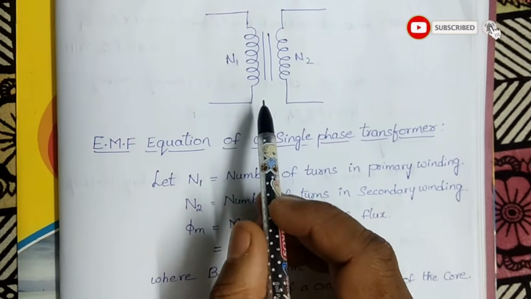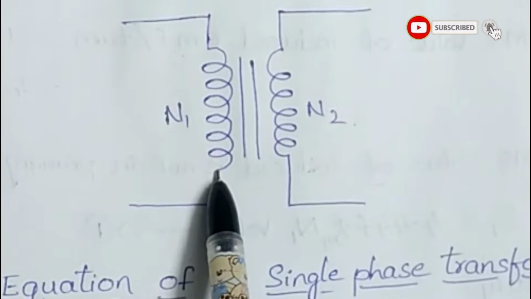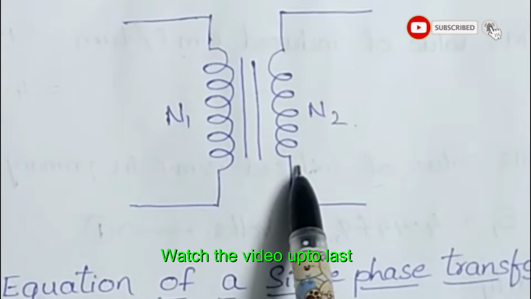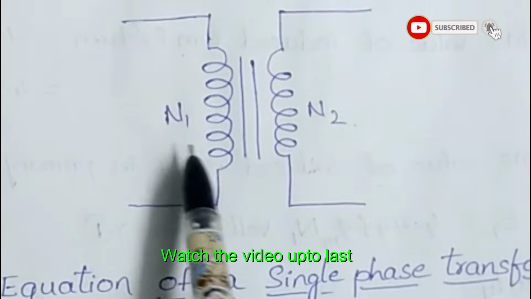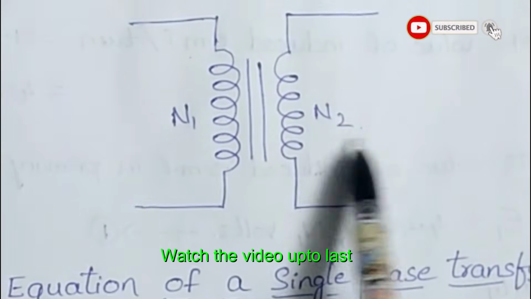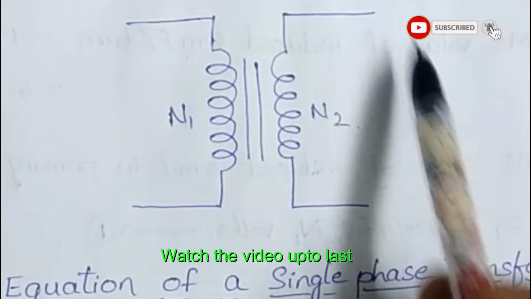A transformer has two coils. This is the primary coil and this is the secondary coil. This is the primary winding and this is the secondary winding. The primary winding has N1 number of turns and the secondary winding has N2 number of turns. This is the transformer symbol.